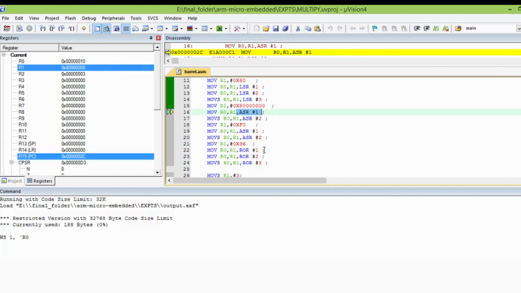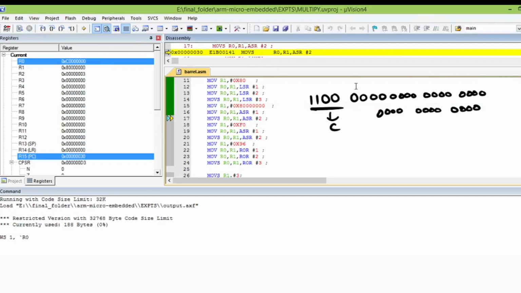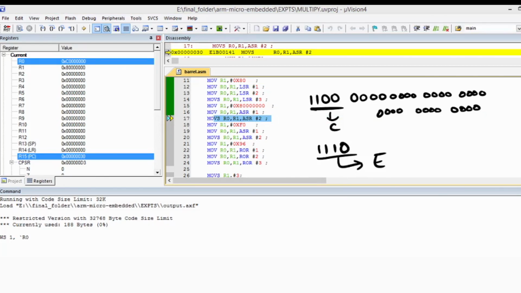After arithmetic shift right, what should happen? When you shift right, all bits are shifted to the right, but the MSB is repeated in the vacant position. So what is the answer you should get? This was already done in the theory, so I'll just write the answer. First value will be C, and all other values will be 0. Let's see if this is the answer you get. Yes. Now if you perform arithmetic shift right again, one more 1 will be added and all the other bits will remain the same. So what is this? This is E. Let's see if that is the case.